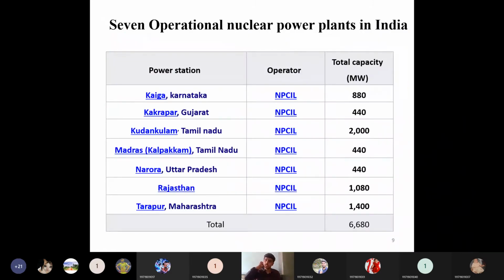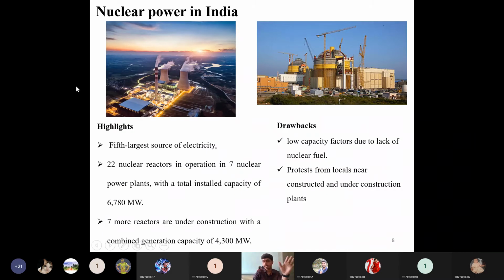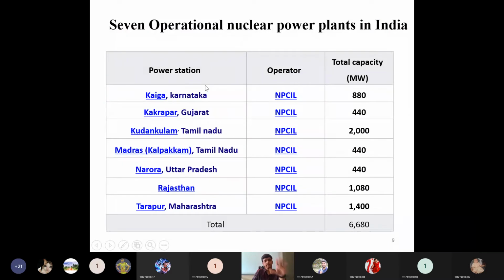Then there are 7 operational nuclear power plants, whatever I have said, with the installed capacity of this much. That is Kaiga, which is located in Karnataka, operated by Nuclear Power Corporation of India Limited, NPCIL, with an installed capacity of 880 megawatts. Then Kakrapar, which is in Gujarat, also operated by NPCIL, with an installed capacity of 440 megawatts.